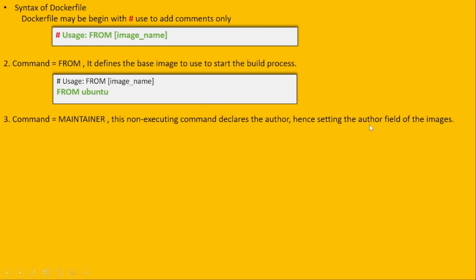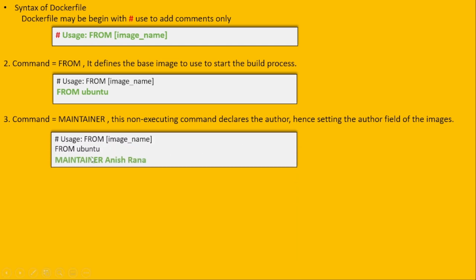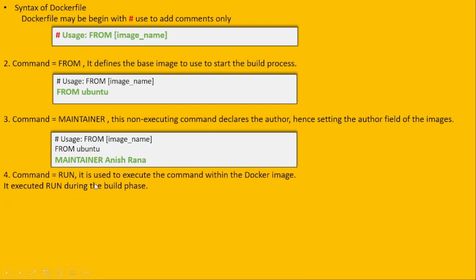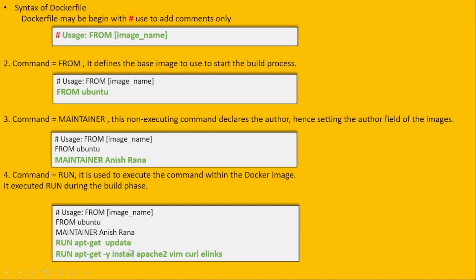After that, MAINTAINER, this is a non-executing command, it declares the author, hence setting the author field of the image. So for the maintainer, I'm just writing my name here, Anish Rana. The next command is RUN, and it is used to execute commands within the Docker image. It executes RUN during the build phase. So RUN apt-get update. So whenever we are using the Ubuntu image, first we update the Ubuntu image, right? And then install some packages. So I'm just taking my previous example that we need to install the web server and want to use my own image. So RUN is in capital and then simply the command.